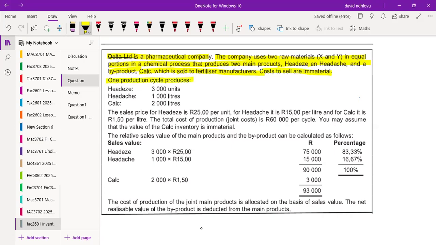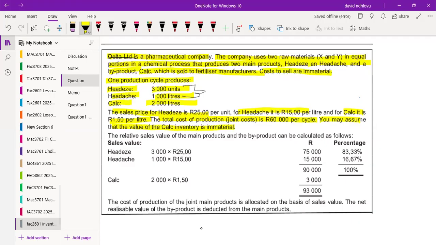One production cycle produces, so in our production, this is what we produce. Head-Easy, 300 units. Headache, 1,000 liters. Calc, which is a byproduct, 2,000. So the other two are the joint products. Then they say the selling price of that is 25 per unit, Headache 15 per liter, Calc it is 1.5 per liter. Then the total cost of production, joint cost, is 60,000 per cycle, right? You may assume that the value of Calc inventory is immaterial, right?